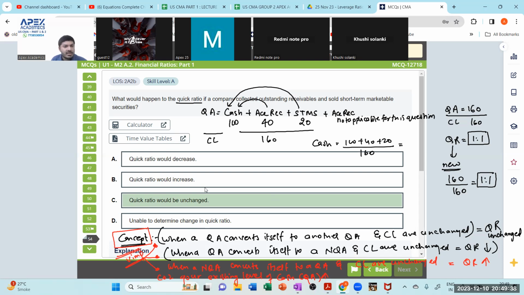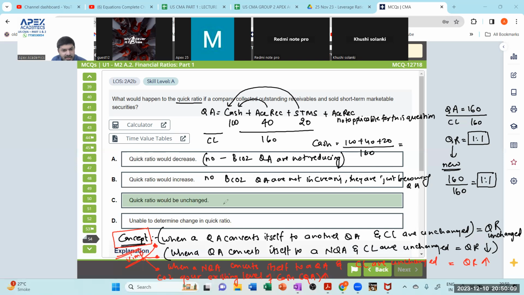Quick ratio. Now one second, let us also add some comments. Quick ratio will decrease? No, because quick assets are not reducing over here. This is a concept point. Quick ratio will increase? No, because quick assets are not increasing. They are just becoming quick assets. Quick asset becoming quick asset.